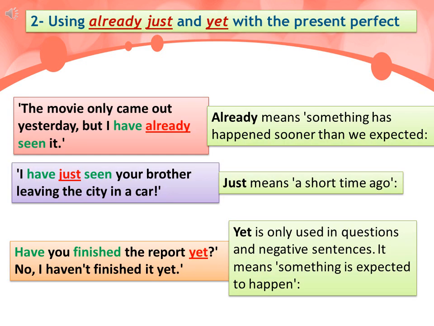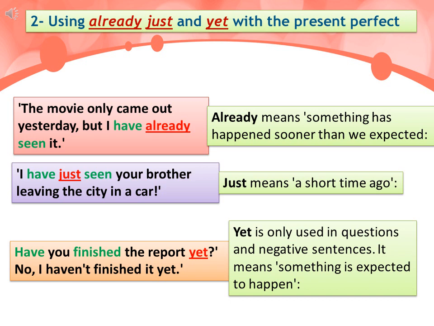Here is another second use of the present perfect tense. We use it with already or just and yet. Okay, let's see example. So the movie only came out yesterday, but I have already seen it. يعني الفيلم خرج البارح ولكن أنا ديجا شفته. So already means something has happened sooner than we expected. يعني شي حاجة وقعت قبل ما توقعنا، قبل ما داكشي توقعنا.